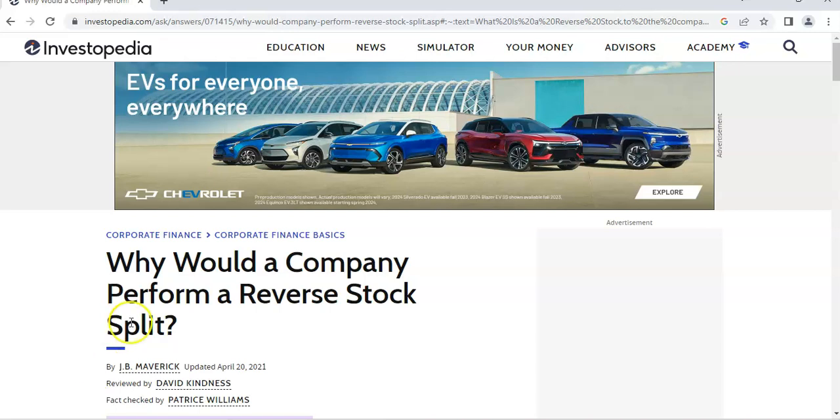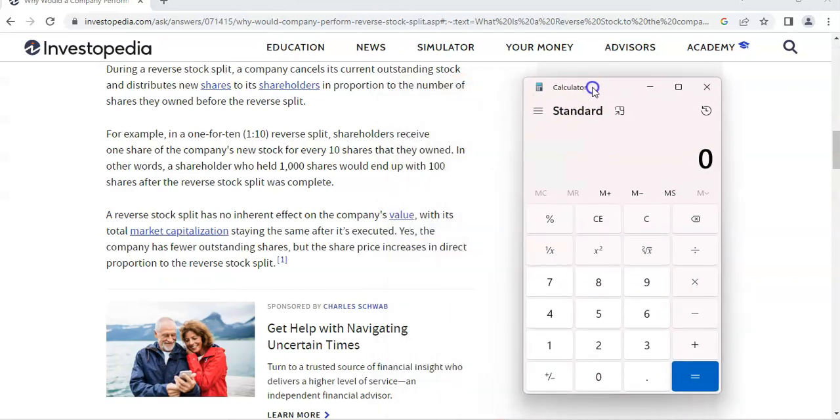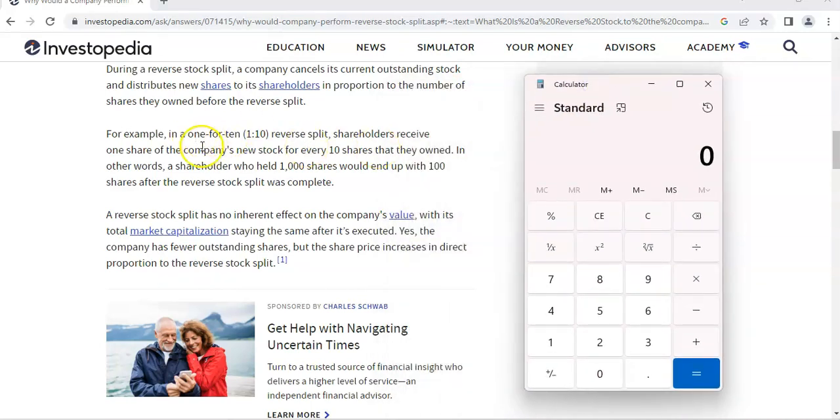So they did a 1 for 50 reverse stock split. So if we look back at this example here for the 1 for 10, shareholders receive 1 share of the company's new stock for every 10 shares. So basically, if a shareholder held 1,000 shares, now they end up with 100. If I own 50 shares of a company, and they do a 1 for 50, then now I'm down to 1 share of that company.